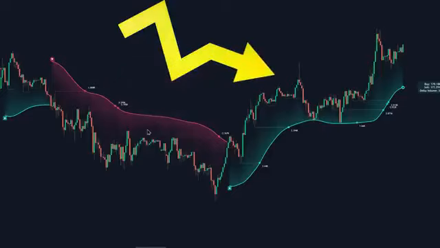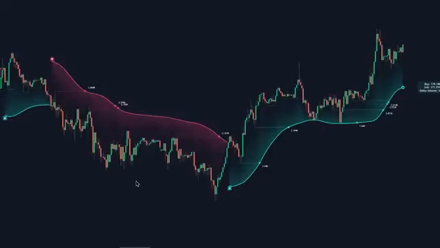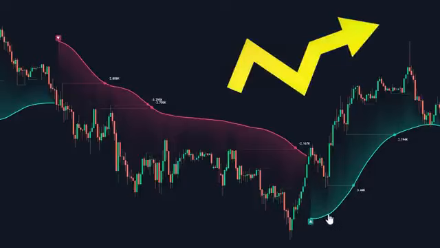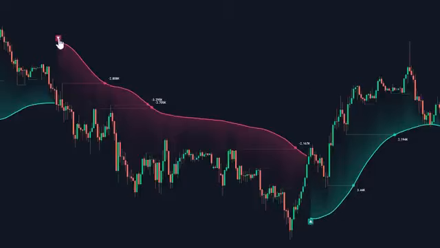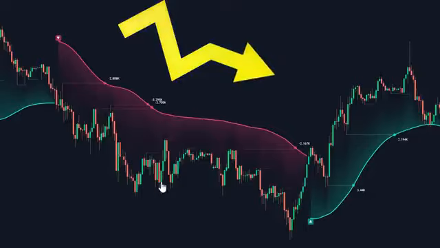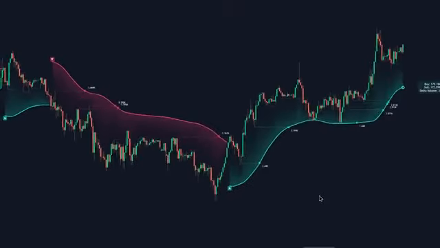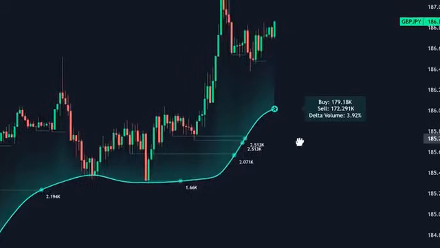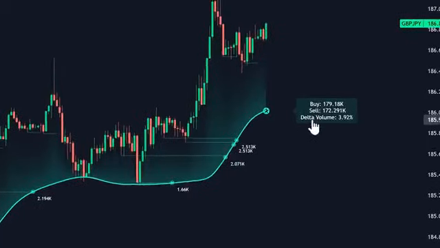Now, to help you spot transitions between bullish and bearish trends, there are up and down arrows. As you can see, a green upward arrow indicates the onset of a bullish trend, while a red downward arrow indicates the onset of a bearish trend. Now, looking at this indicator, you'll also notice that we have this table right here with labels for buy volume, sell volume, and delta volume. Let's explain what this table actually does.